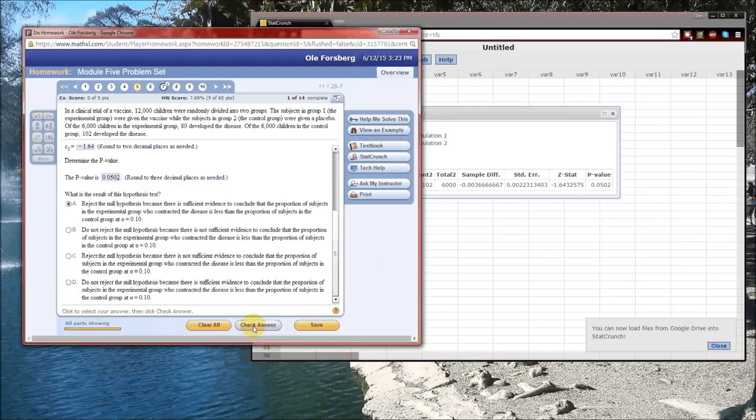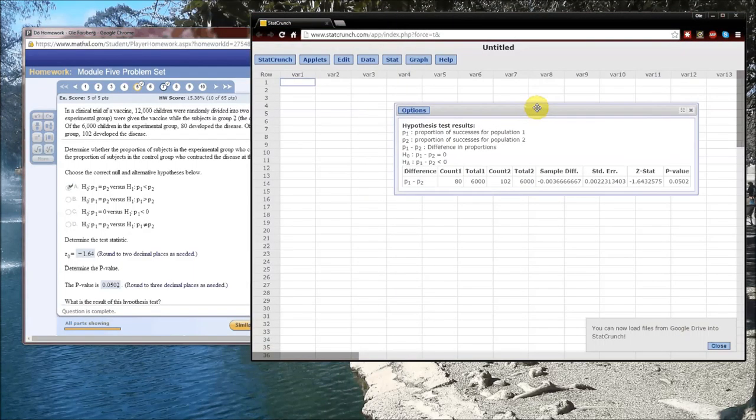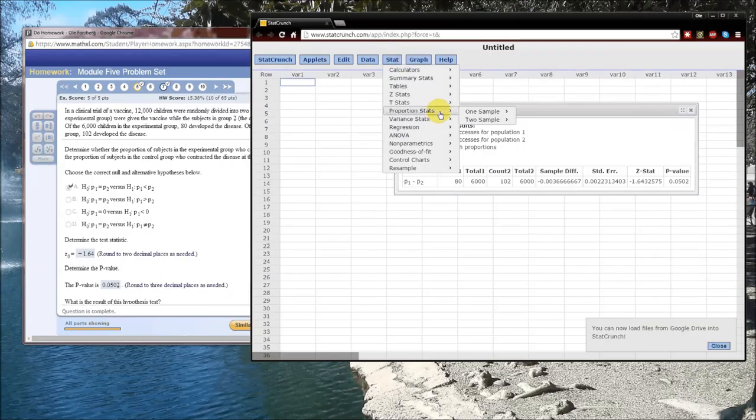Boom. And so the key here was to use StatCrunch to your advantage to make sure that this was indeed a two-sample proportions test that you used. And to get there, you went into Stat, Proportion Stat, two-sample, and with summary. And then you check the answers that were appropriate for the problem that was given to you, or check the options that were appropriate.